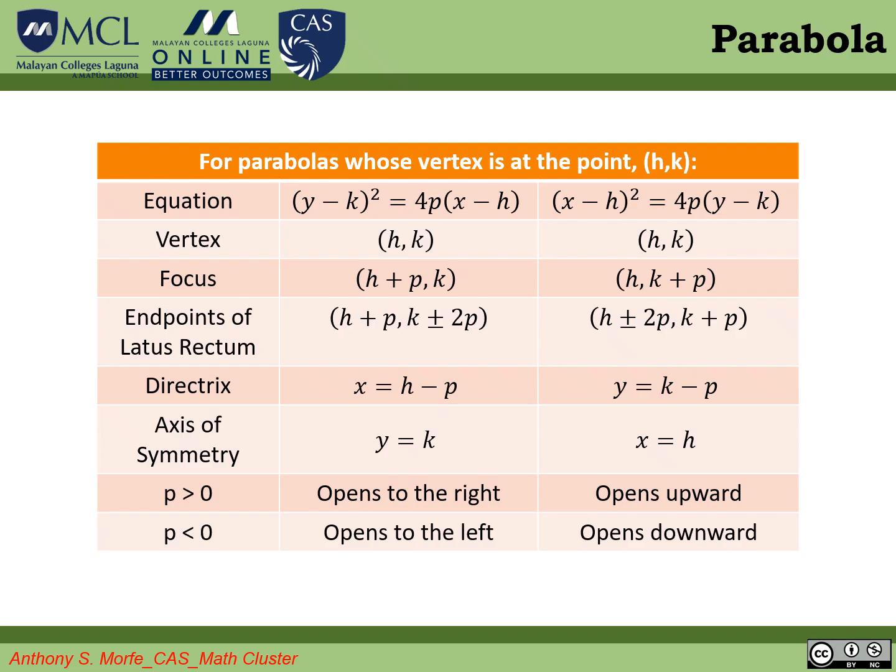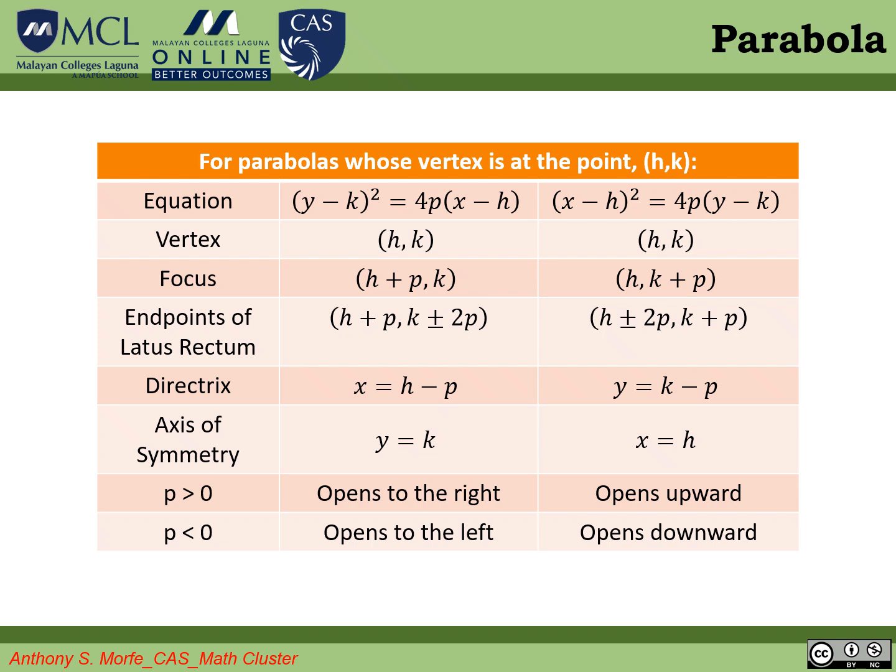So here the vertex is hk. In this equation, the same vertex hk also. But the focus here is h plus p, where h is the abscissa and k is the ordinate. And for the other equation, h is the abscissa and the ordinate is k plus p.